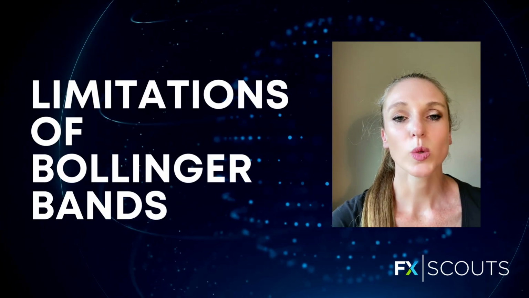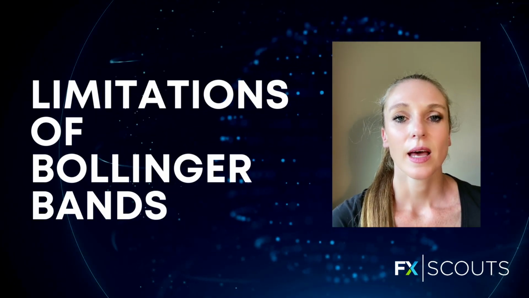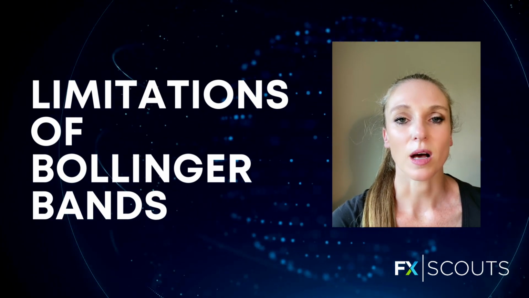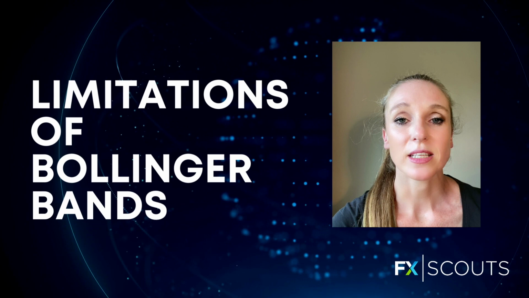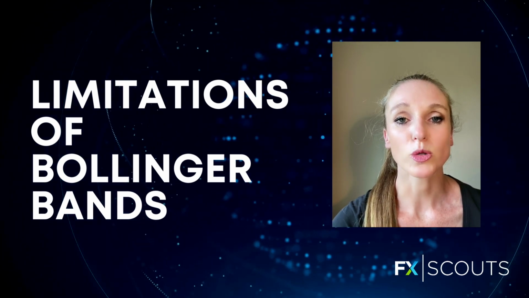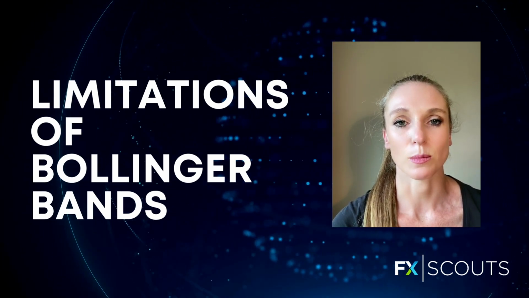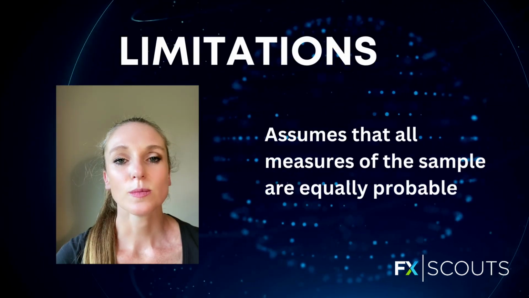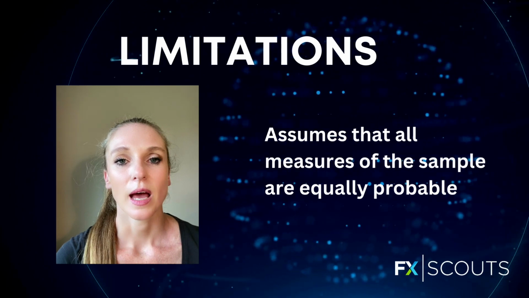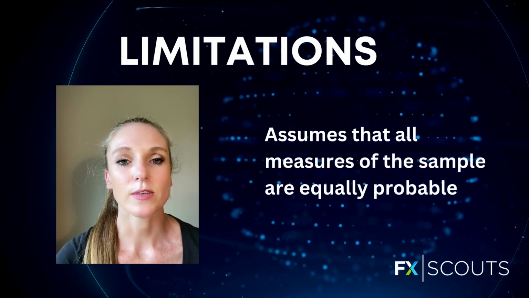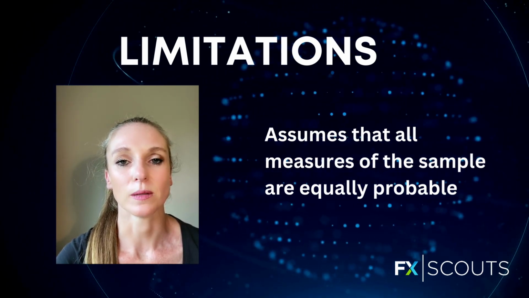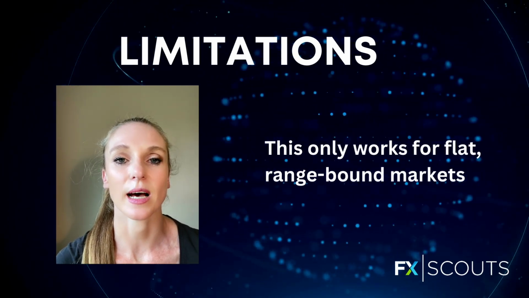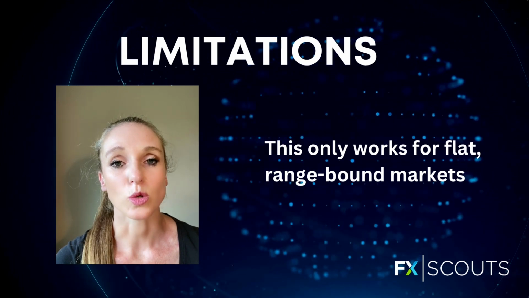And this brings us to an important limitation of Bollinger Bands. As support and resistance levels, they are only effective in range-bound markets. As we said before, Bollinger Bands stretch to incorporate most of the price movements, or 95% of the price movements, if you are using a standard deviation of 2. However, it assumes that all measures of the sample, i.e. all of the 20 previous price movements, are equally probable. This assumption works for flat range-bound markets, but it does not take into account very volatile or trending markets.